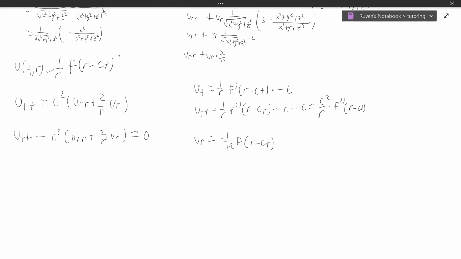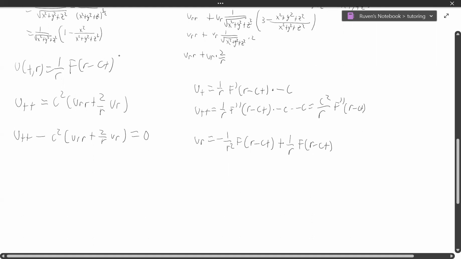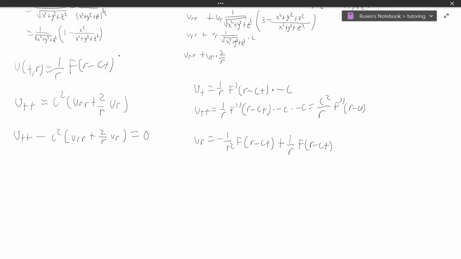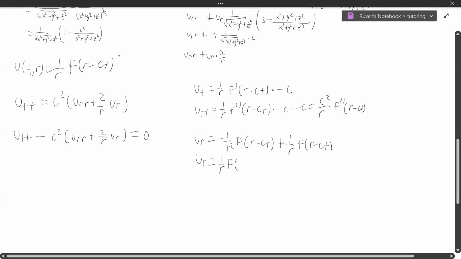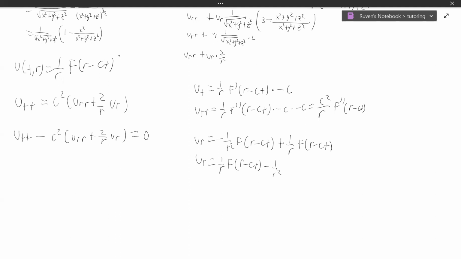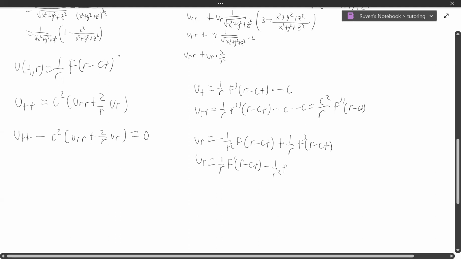And then we're going to need to take the derivative of this. So that's going to be plus 1 over r times f'(r minus ct). And we do need to change it with the r inside, but because the derivative of r is just 1, we can kind of leave it. And if you want, we can write it a bit more pretty by going 1 over r f(r minus ct) minus 1 over r squared times, I forgot a prime over here, so f prime is over here. Sorry, guys. f'(r minus ct). There you go.